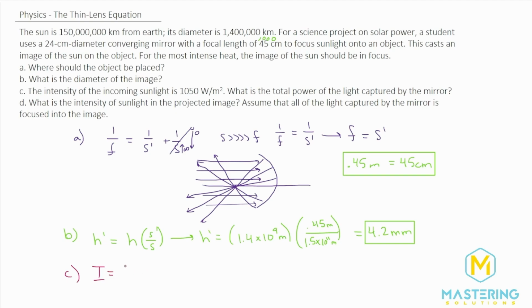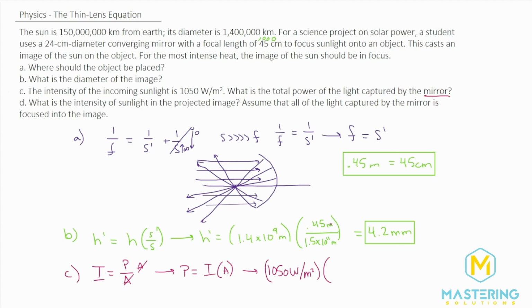So now moving on to part C, we are going to use the intensity formula for this. And it says intensity is equal to power over the area. But we don't want the intensity for C. We want to figure out the power that's captured by the mirror. So if we multiply both sides by the area, we know that the power is equal to the intensity times the area. And so the intensity we're told is 1050 watts per meter squared. And now we're going to multiply that by the area, but the area of what, right? It's the area captured by the mirror, so the area of the mirror.